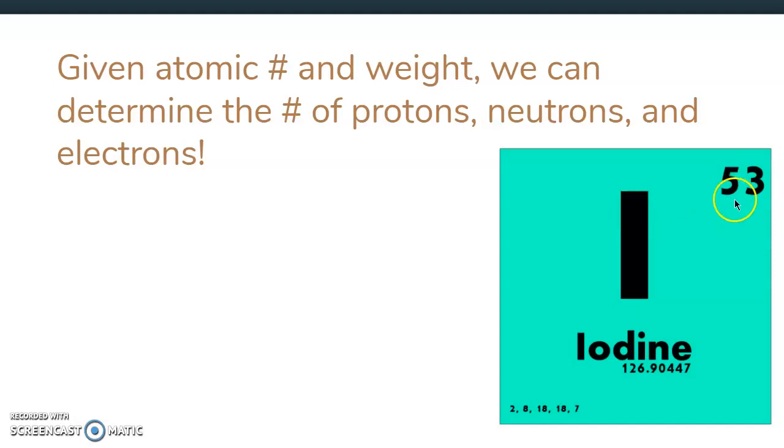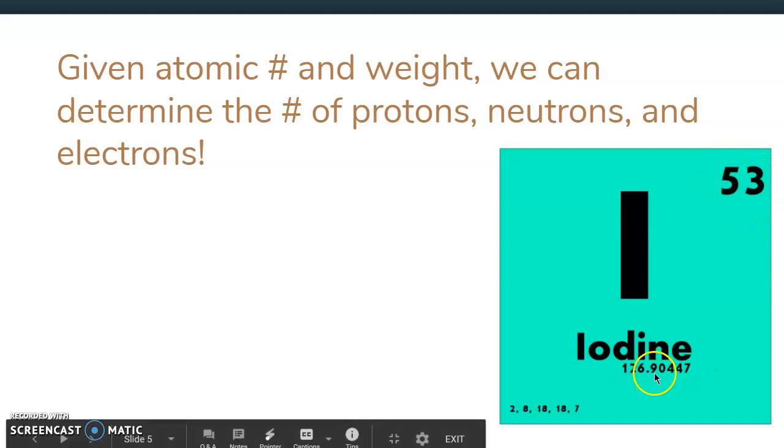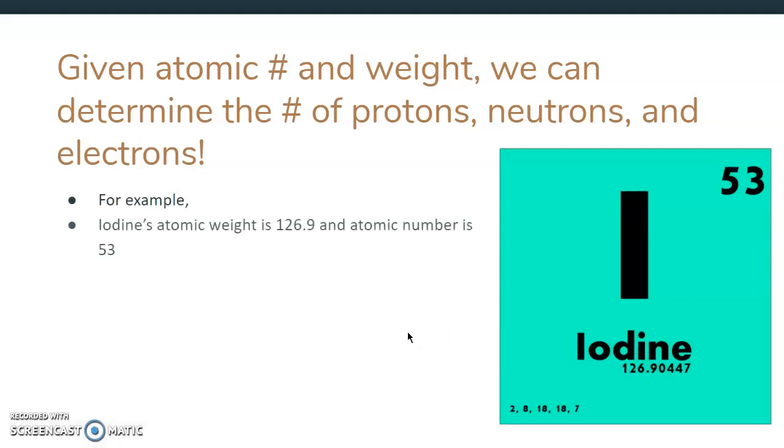This 53 is our atomic number, and this 126.90447 is our atomic mass. These extra numbers show how many electrons there are, but it's a little bit confusing and they aren't necessary for what we're doing. So right now we just need the atomic number, 53, and the atomic mass, 126.9, and some change. So again, I listed that out here.